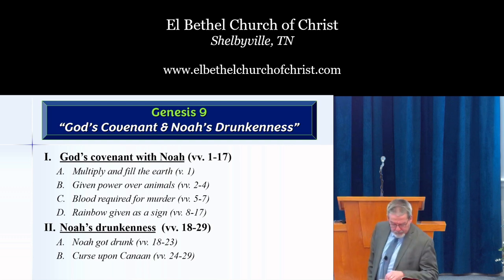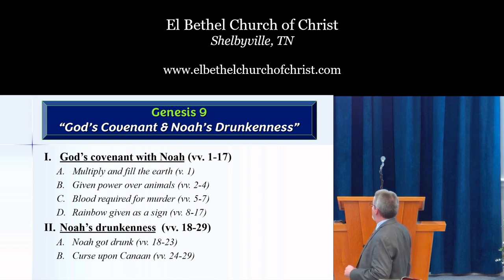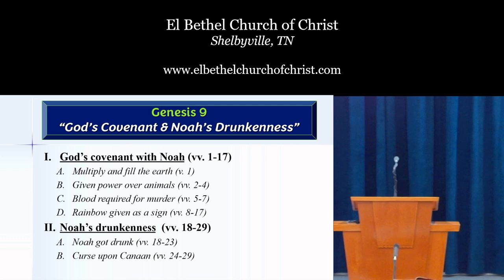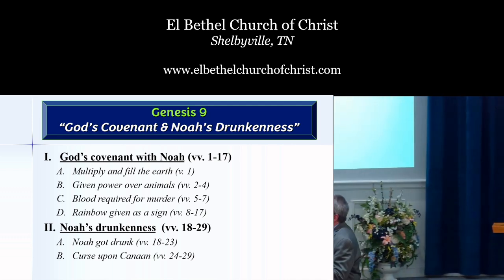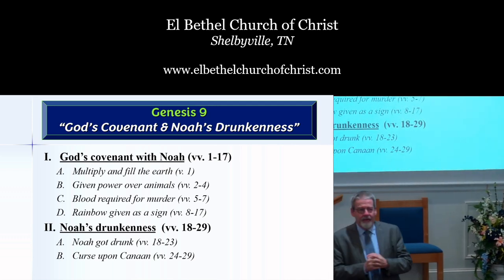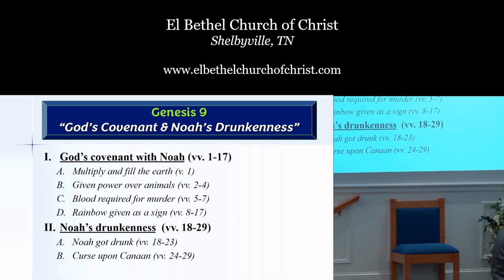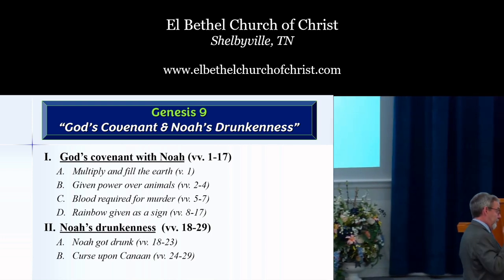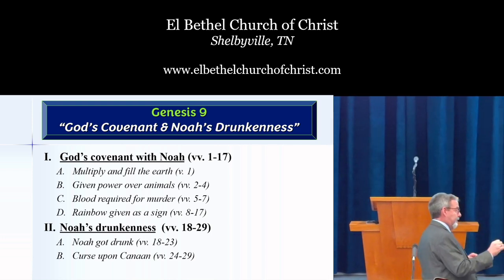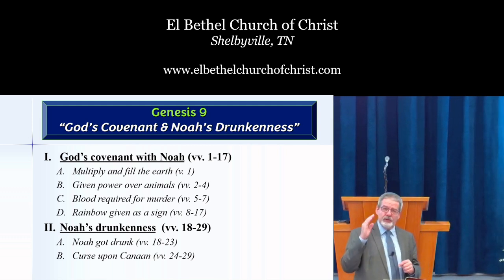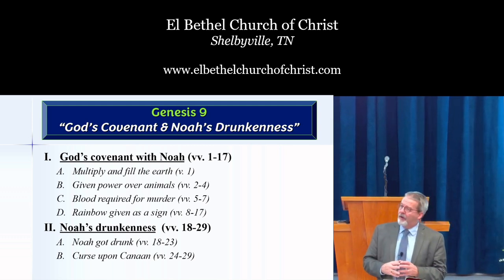Now, let's see where I want to go. Now, let's continue verse 7. I'm ready to go on to verse 8, though. Let's go to verse 8 through 17. This is about what? The rainbow being given as a sign of a covenant. It's not the covenant itself, but it is a sign or a symbol and a reminder of the covenant.